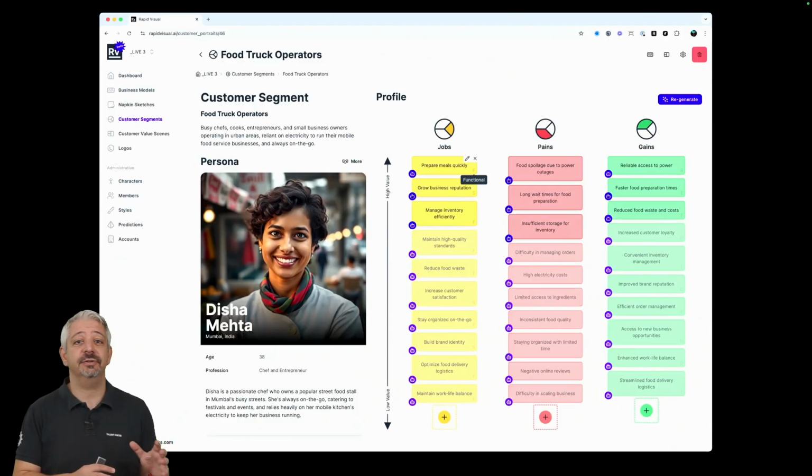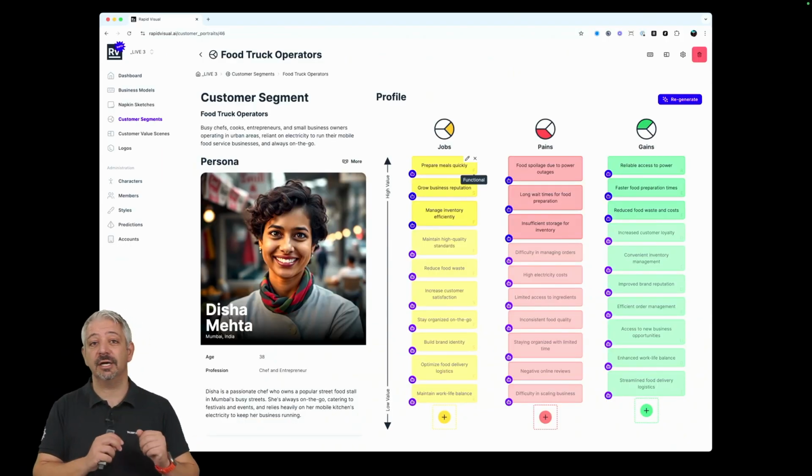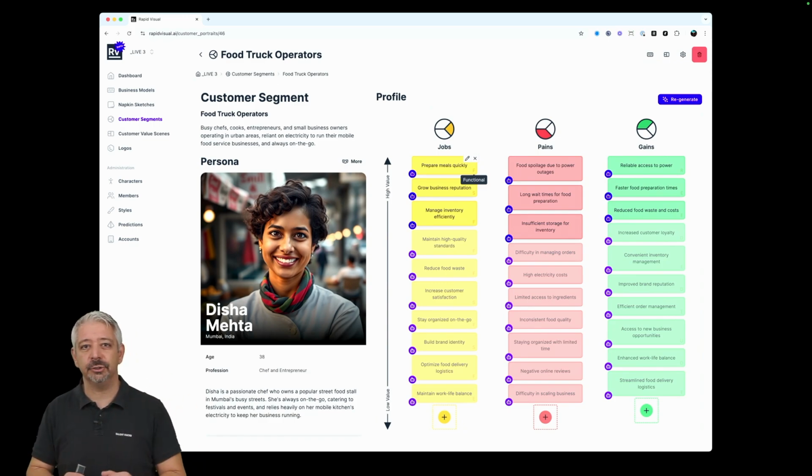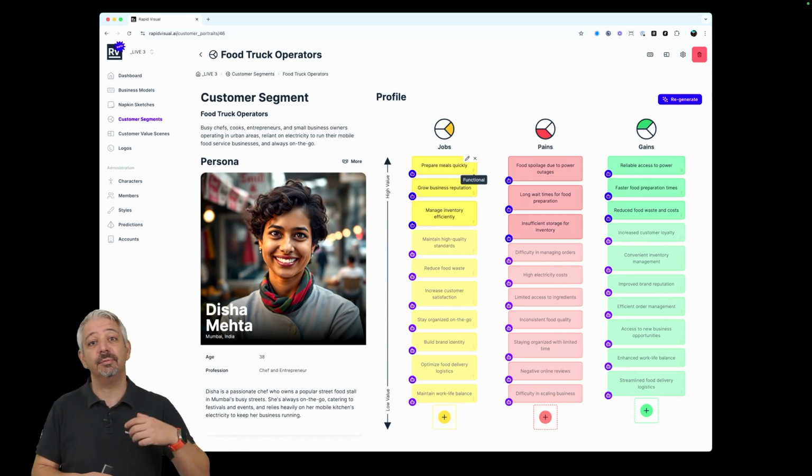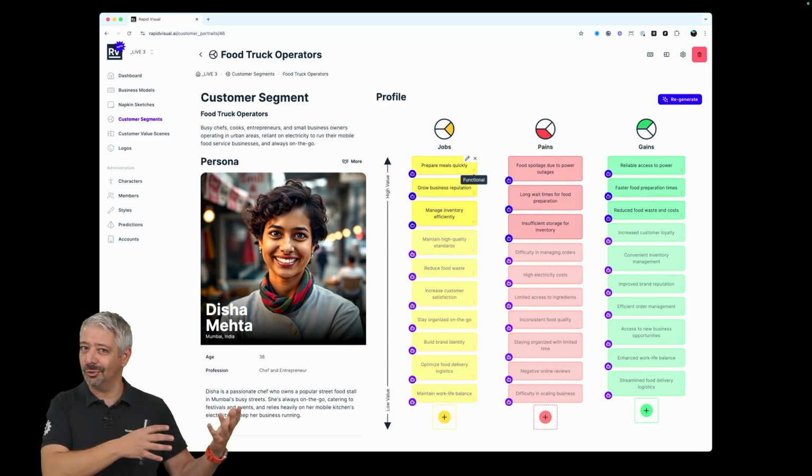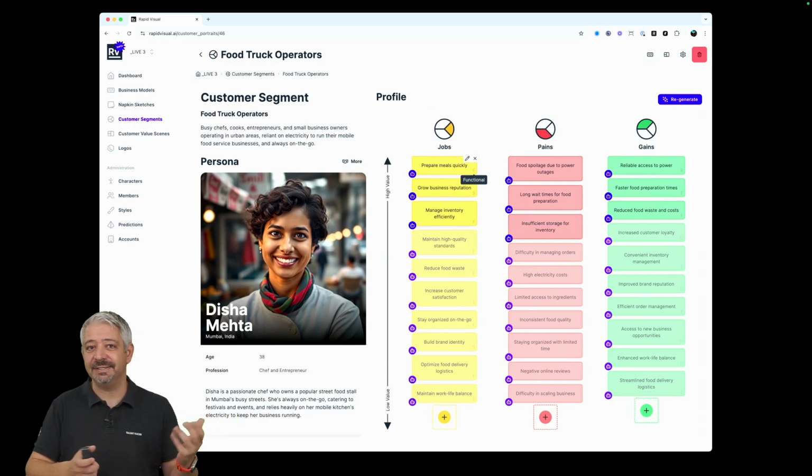Where we left off, we had Disha here, who is our representative of our ideal customer segment, the food truck operator who may find some value in having some emergency power backup with our solar charging backup device. Now, we know what she looks like, we know sort of her profile and some demographics. We've decided that when we came up with that persona.